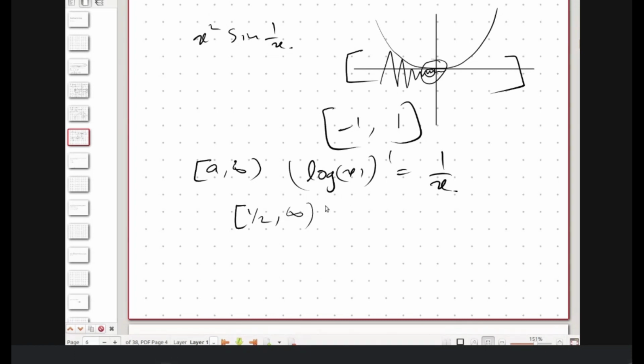You already have that 1 by x is a decreasing function. So the maximum derivative is at 1 by 2, right? Understand. So essentially here you have that the derivative is bounded, hence it is not uniformly continuous.